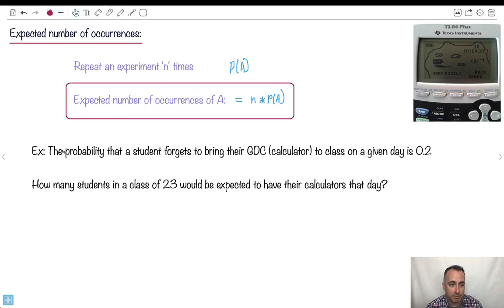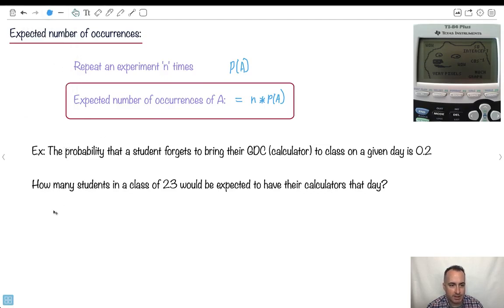Let me look at an example here. So we have the probability that a student forgets their GDC. Let's say the probability that they forget their calculator to class is 0.2. That means it's 20% likely that any kid forgets their calculator. Maybe it's higher in your class, I don't know. Now the question is, how many students in a class of 23 are expected to have their calculators that day? So see, the key is to just decipher what they're saying here. So probability that you forget is 0.2.